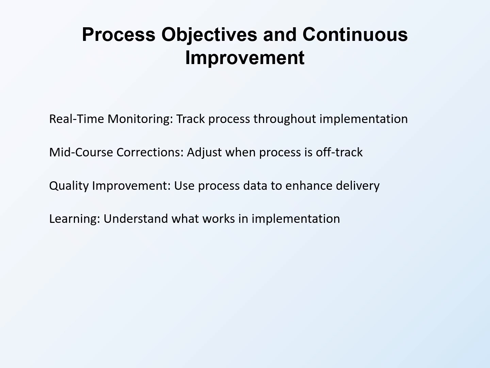Process objectives enable continuous improvement. Real-time monitoring tracks process throughout implementation. Unlike outcomes that may take months to appear, process can be monitored continuously. Weekly or monthly process checks keep implementation on track. Mid-course corrections become possible when process is off track. If enrollment is slow, intensify recruitment. If dosage is low, address attendance barriers. Process data enables responsive management.